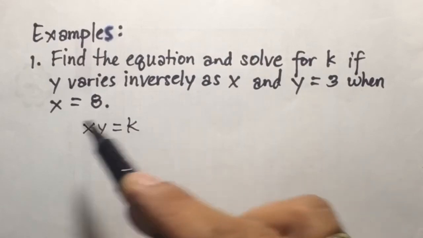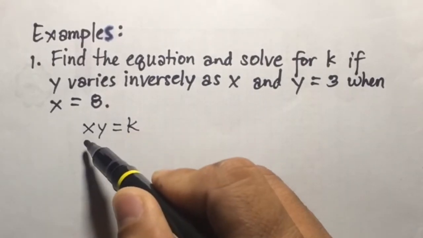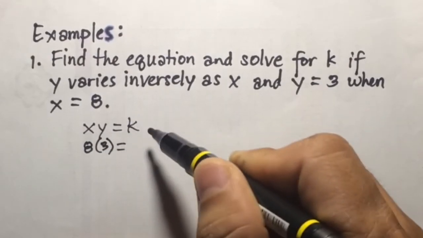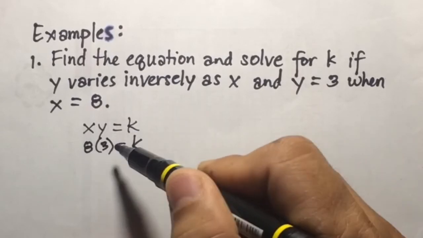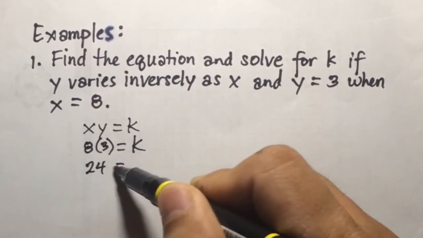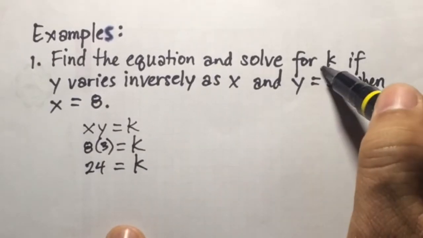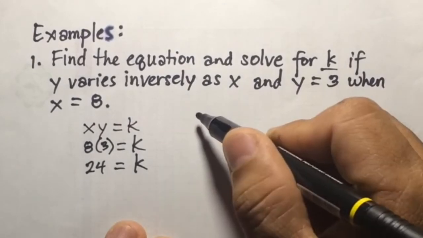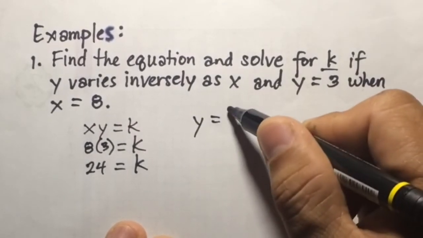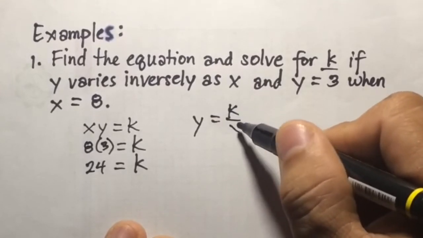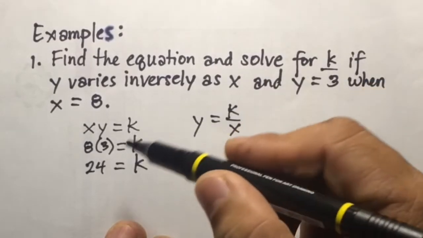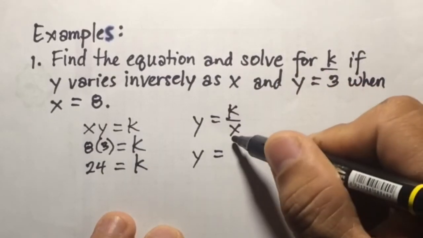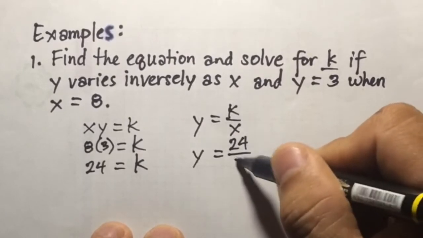So y equals 3 when x is equal to 8. We have x, 8, times y, 3, equal to the value of k. So 8 times 3 is 24, so the value of k is 24. Now, to find the equation, we use y equals k over x. Substituting 24 for k, we have y equals 24 over x.